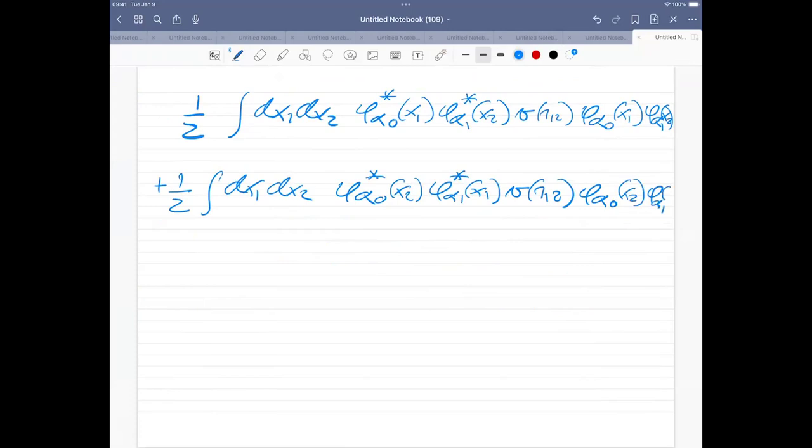and then the same potential, and phi alpha 0 of x2, and phi alpha 1 of x1. Now, if you look at the last term, x1 and x2 are just dummy variables. So you can call them whatever you want, or you can just interchange them. So we just change x1 with x2. And then you see that this term is the same as the previous one. So these are 2 equal terms.